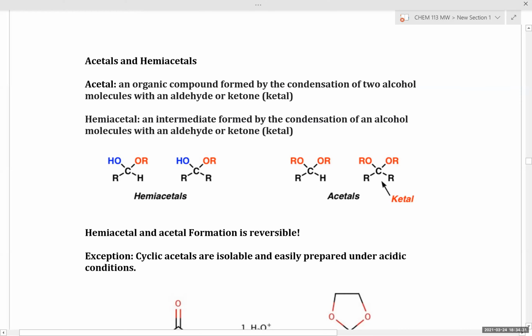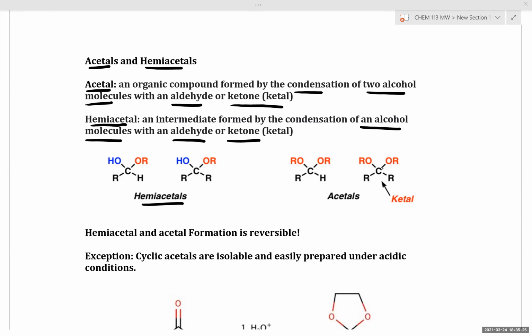So one important relative of the hydrate is the acetal and hemiacetal. An acetal is an organic compound formed by the condensation of 2 alcohol molecules with an aldehyde or ketone. And if it's formed from a ketone, we call it a ketal. A hemiacetal, hemi meaning half, is an intermediate formed from the condensation of a single alcohol molecule with an aldehyde or ketone. So hemiacetals have one hydroxyl substituent and one alkoxy substituent, while acetals have incorporated 2 alkoxy substituents. Does everyone understand the distinction between an acetal and a hemiacetal? Does this make sense to everyone?